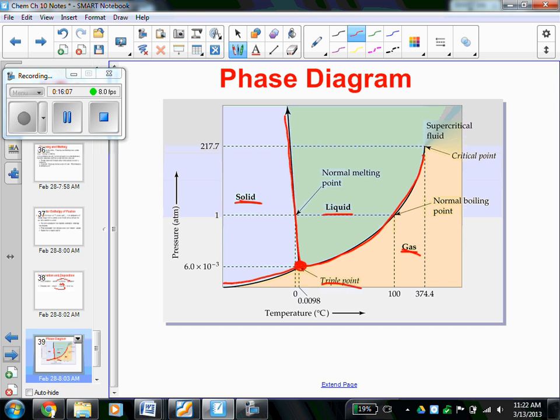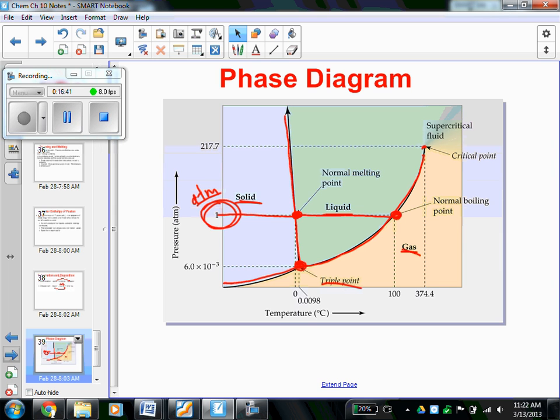Another thing is called the normal melting point, normal freezing point, or the normal boiling point. This all happens at 1 atmosphere. This is the temperature at which a substance will freeze at 1 atmosphere, and the temperature at which a substance will boil at 1 atmosphere. And then the critical point here is the highest point, where a liquid or a gas can no longer exist at the temperature and pressure that's listed.